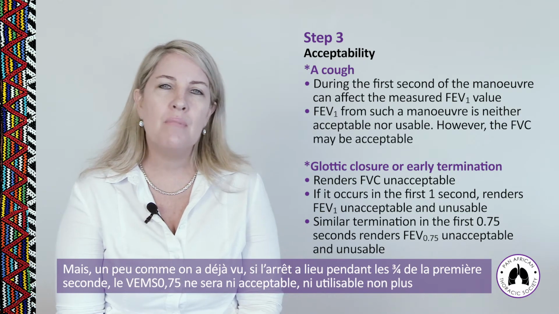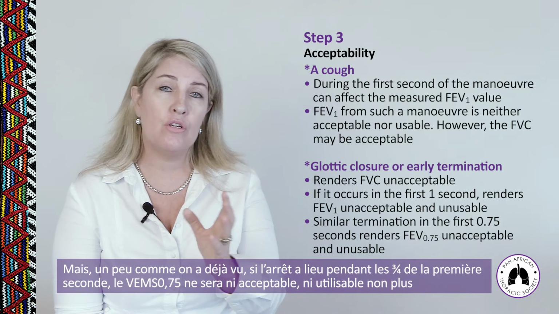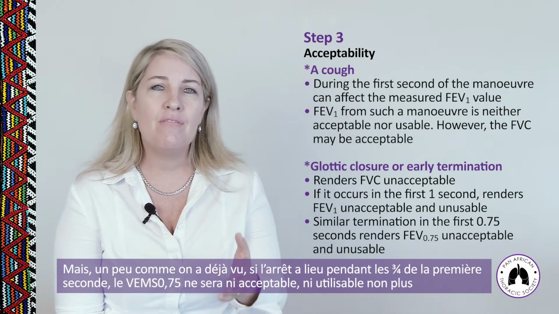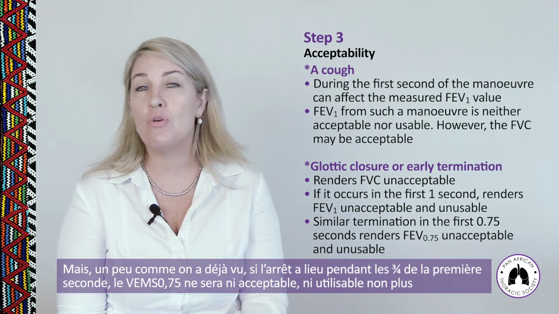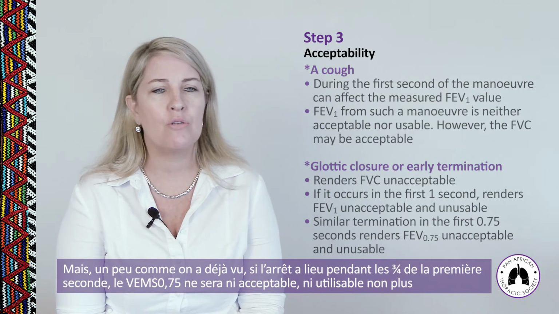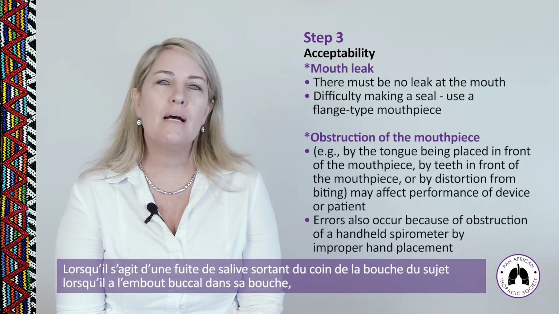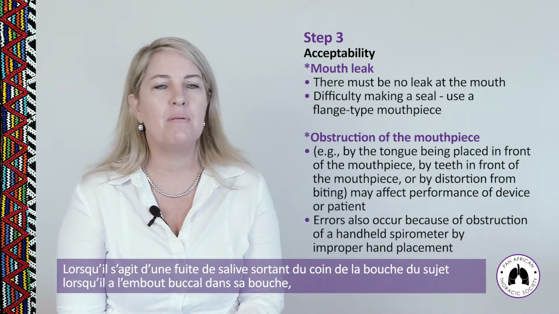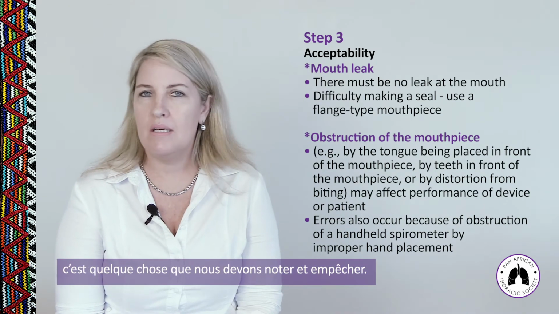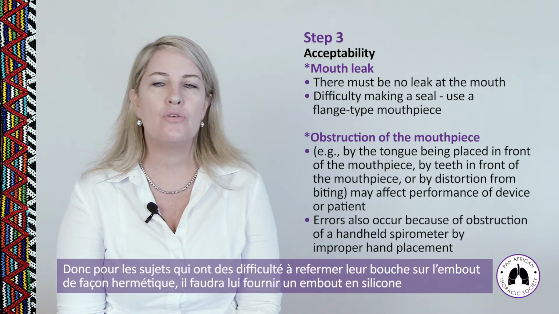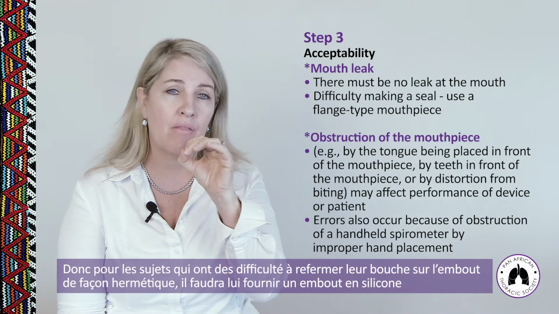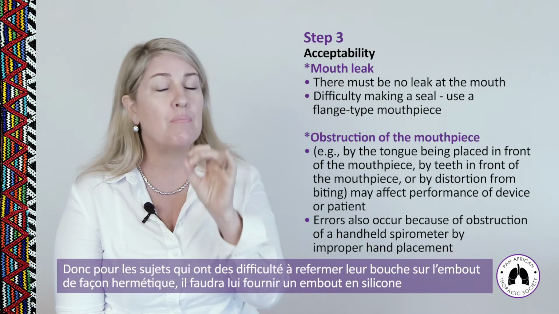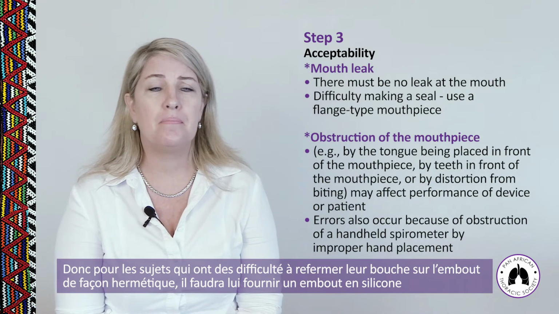A similar thing: if the termination occurs in the first 0.75 seconds of the blow, the FEV 0.75 is also not acceptable and not usable. When it comes to a mouth leak, so there's a little leak at the side of the mouth when the patient's got the mouthpiece in the mouth, we don't want a leak from the mouthpiece. So patients who have difficulty making a seal around the mouthpiece with their lips might need that silicone mouthpiece that I was telling you about earlier.